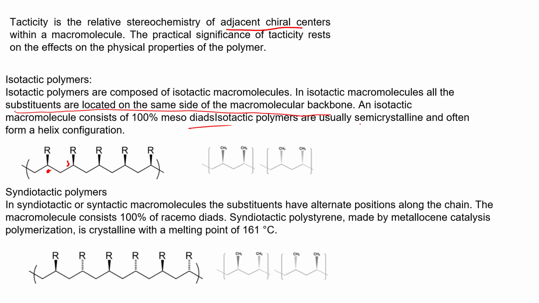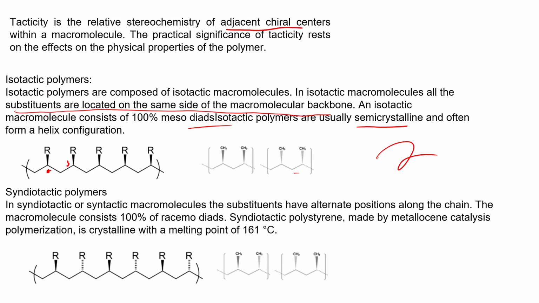So that's why we are classifying these different polymers, and this is the reason we are learning tacticity. Because when this property is there, the polymers would be semi-crystalline and often form a helix kind of configuration, right? So that's one of the major properties for your isotactic polymer, where all of the substituents are on the same side of your backbone.